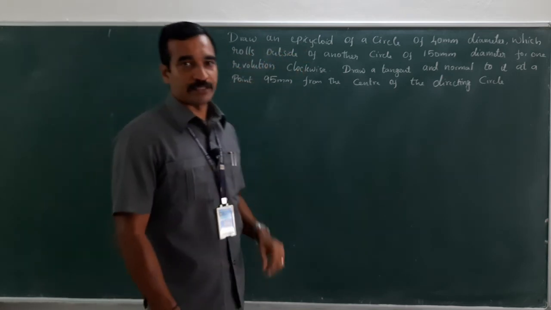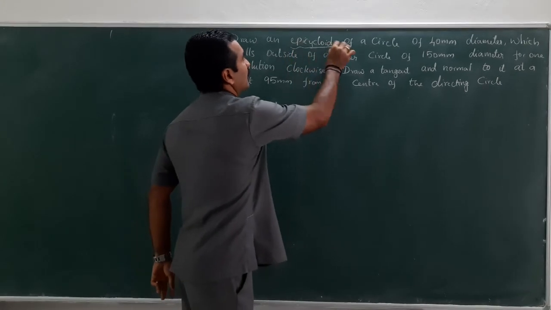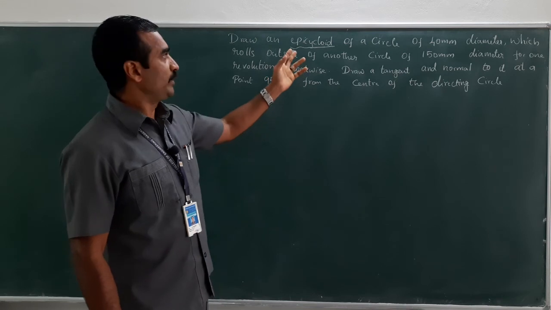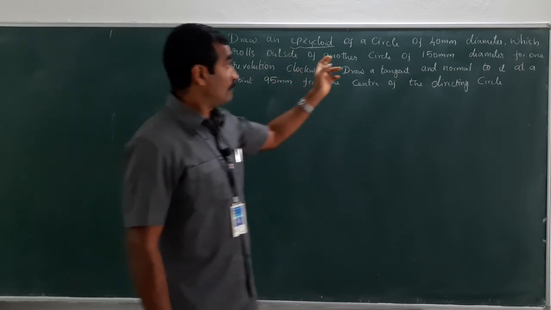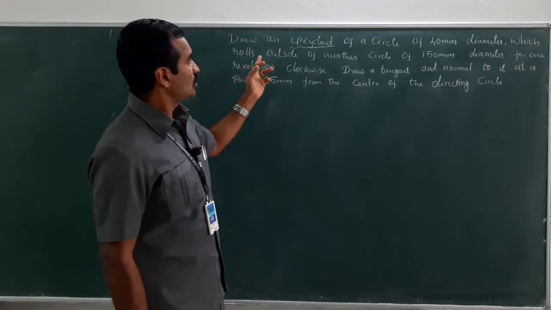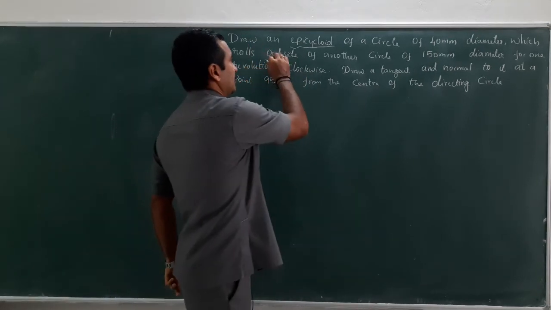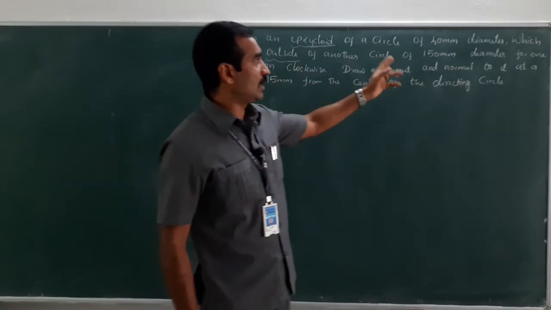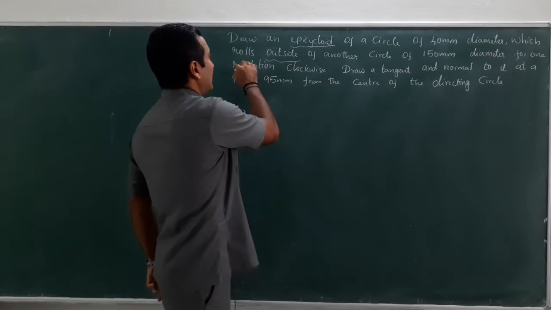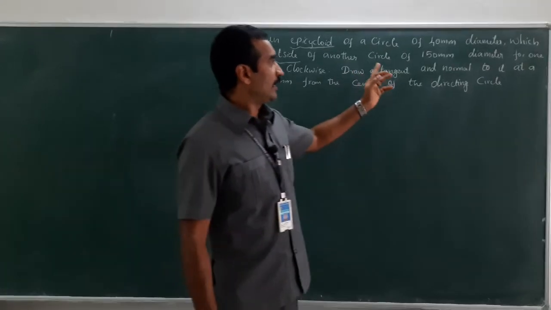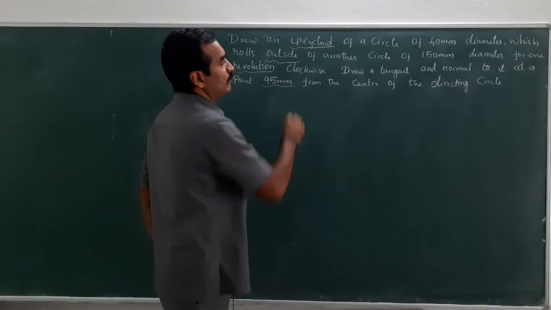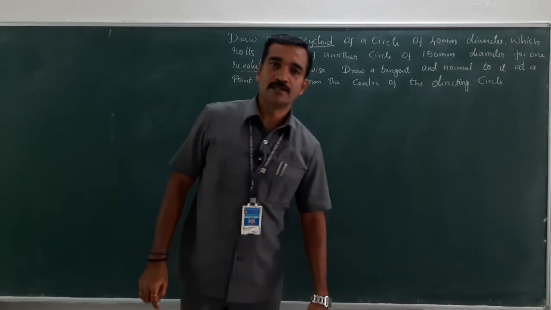Draw an epicycloid. The question clearly specifies that this curve is an epicycloid of a circle of 40 mm diameter which rolls outside of another circle of 150 mm diameter for one complete revolution in clockwise direction. Draw a tangent and normal to it at a point 95 mm from the center of the directing circle.